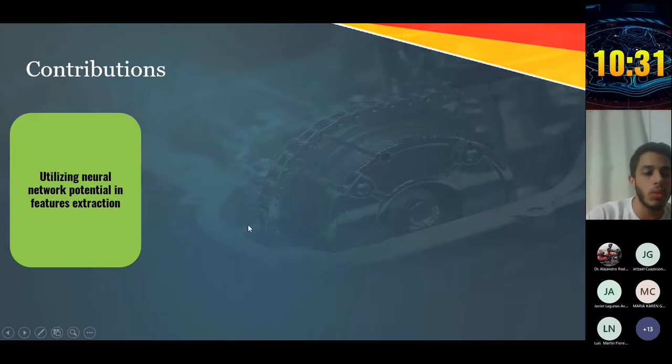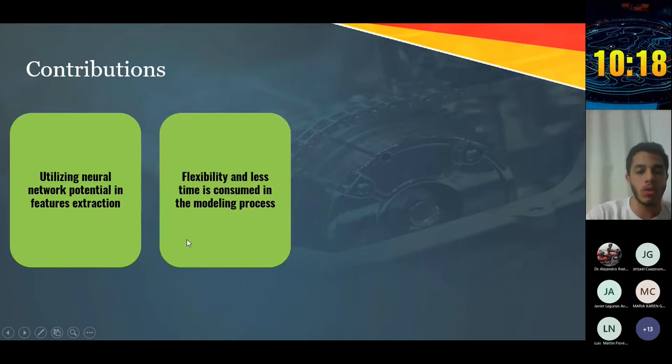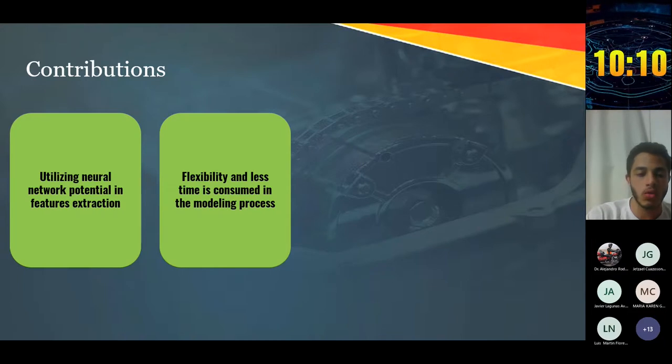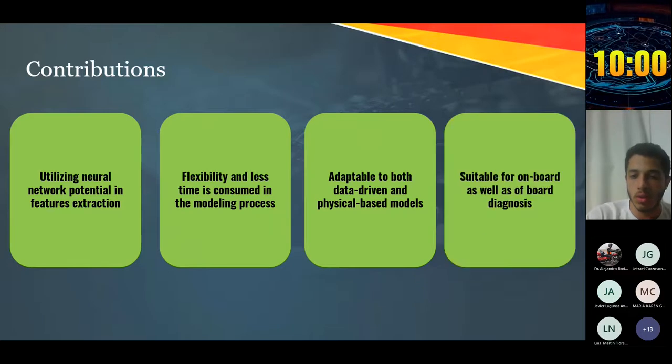The contributions can be summarized as follows. Utilizing neural networks, we use the maximum potential of neural networks in feature extraction rather than manually extracting the features ourselves. This gives more flexibility and consumes less time in the process of modeling the engine. This method is adaptable to both data-driven and physical-based models, and it's also suitable for onboard as well as off-board diagnostics.